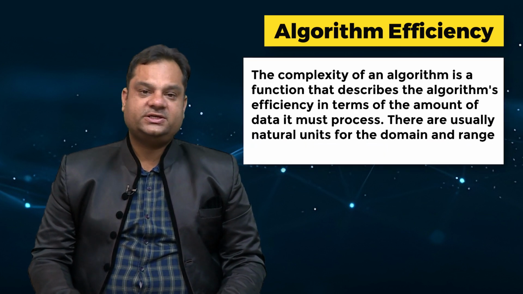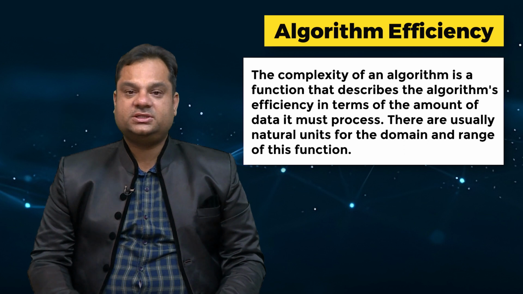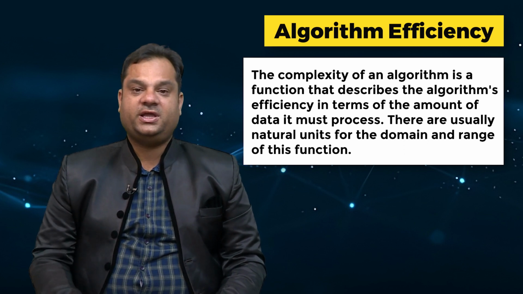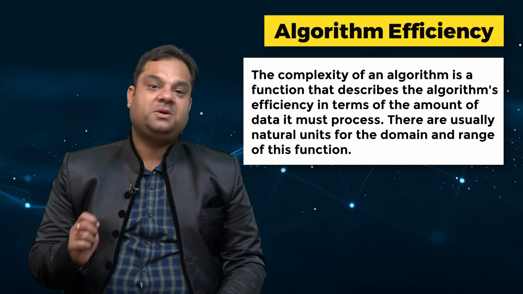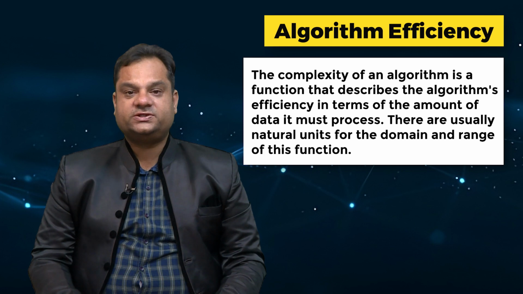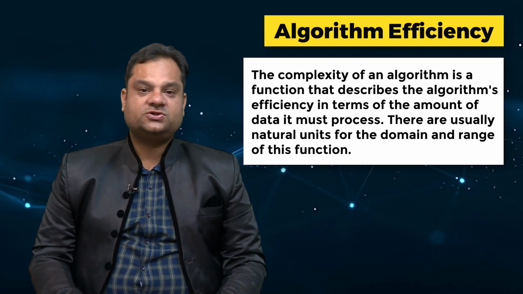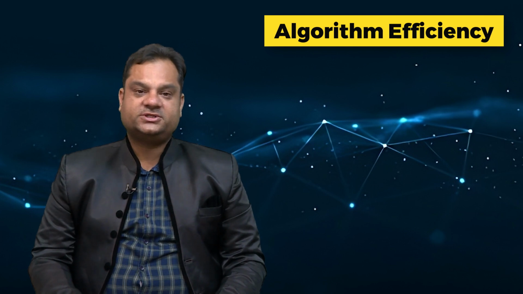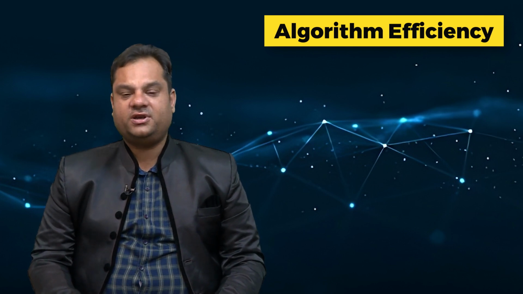The complexity of an algorithm is a function that describes the algorithm's efficiency in terms of the amount of data it must process. There are usually natural units for the domain and range of this function. There are two basic complexity measures of the efficiency of an algorithm.